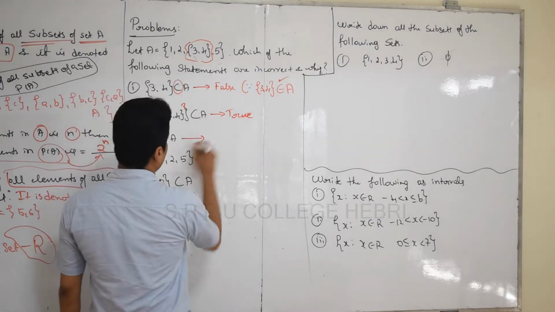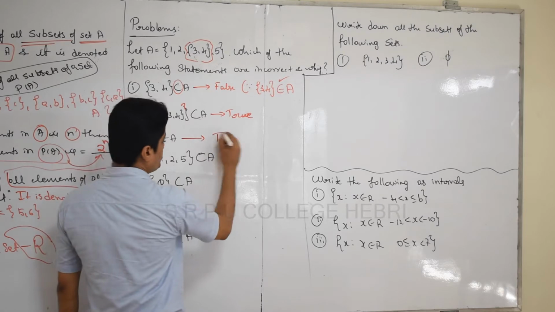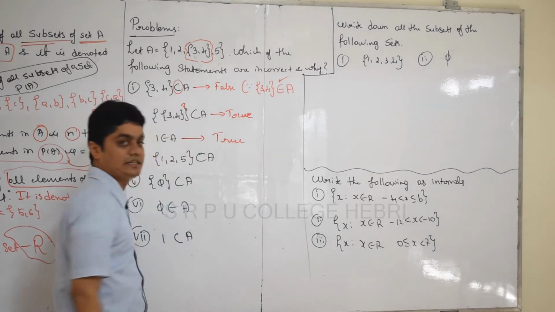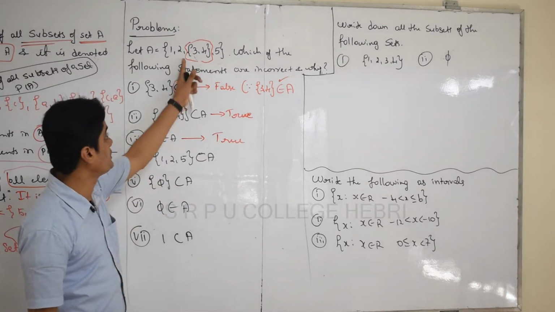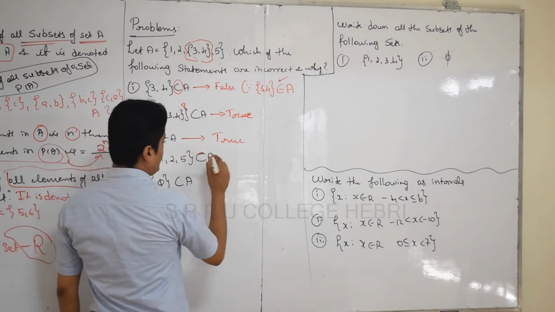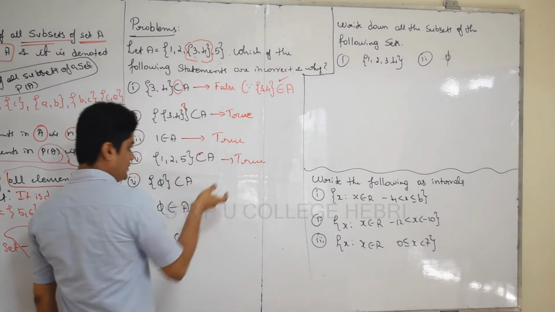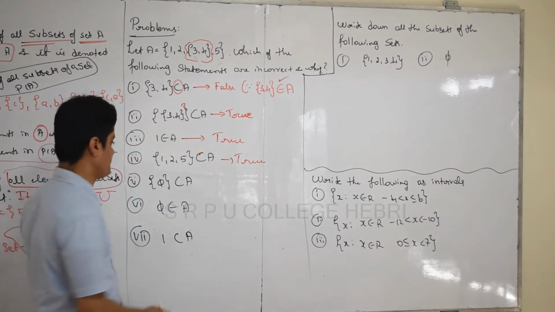Next, 1 belongs to A. Yes, it is true because 1 is a member of the set, not a subset of the set. 1 is a member of the set. It is true. Next, {1, 2} is a subset of A. Is it true? Again, it is true because it is a subset, not an element.